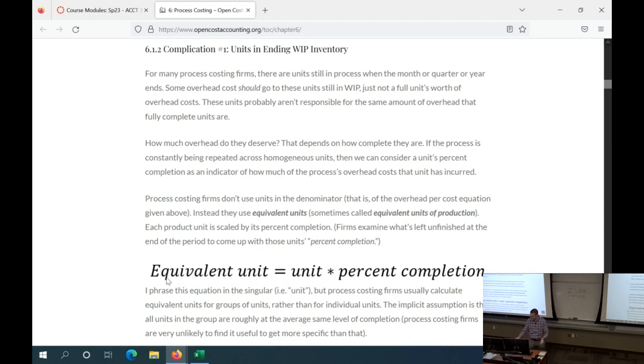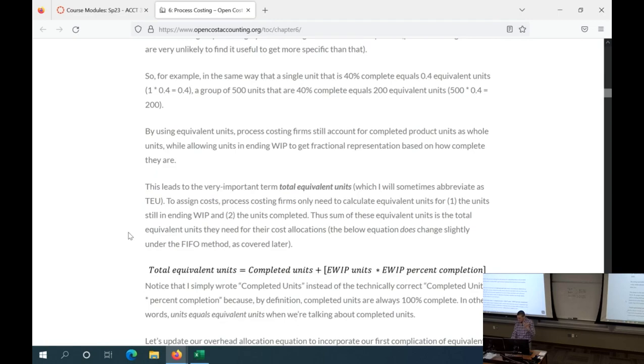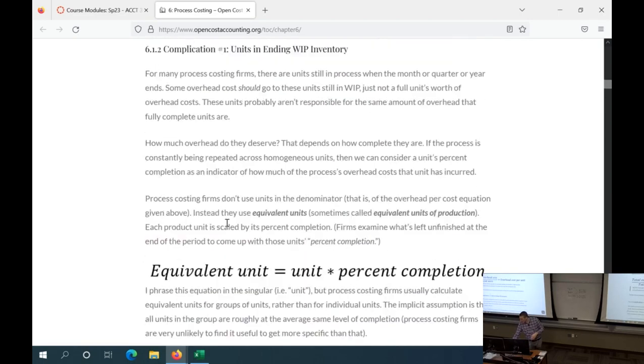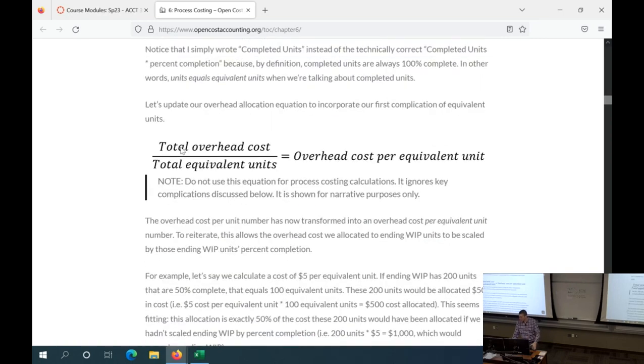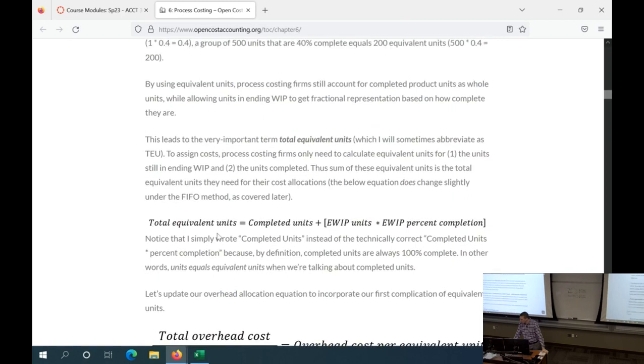Okay, so now, if we were just to continue the logic from before, we could take our total overhead here. Actually, I think I have the equation down here. Yeah, we could take our total overhead and now divide it by total equivalent units we have, and that would get our overhead cost per equivalent unit. Okay, so now we've factored in the fact that some of our ending WIP isn't complete. And I've also introduced TEU, total equivalent units.